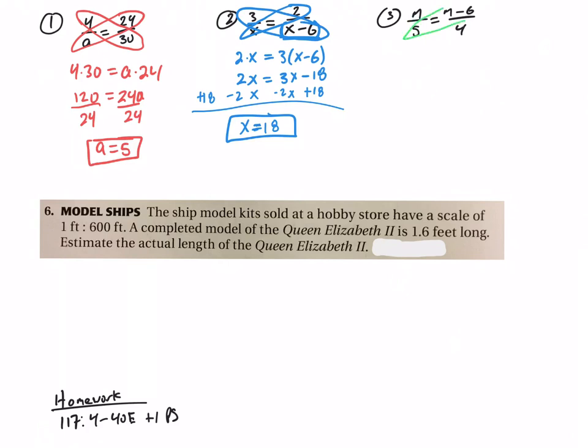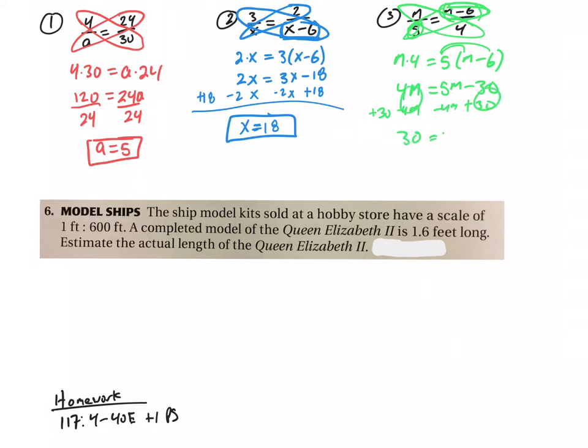One more here. This times this, this times this. So m times 4 is going to equal 5 times the quantity m minus 6. Again, it's 5 times all of that numerator. That's why we did the parentheses there. This is going to be 4m. It's going to equal 5m minus 30. So I'm going to add 30 to both sides. Subtract 4m. So I end up with 30 is equal to m, or m is equal to 30.